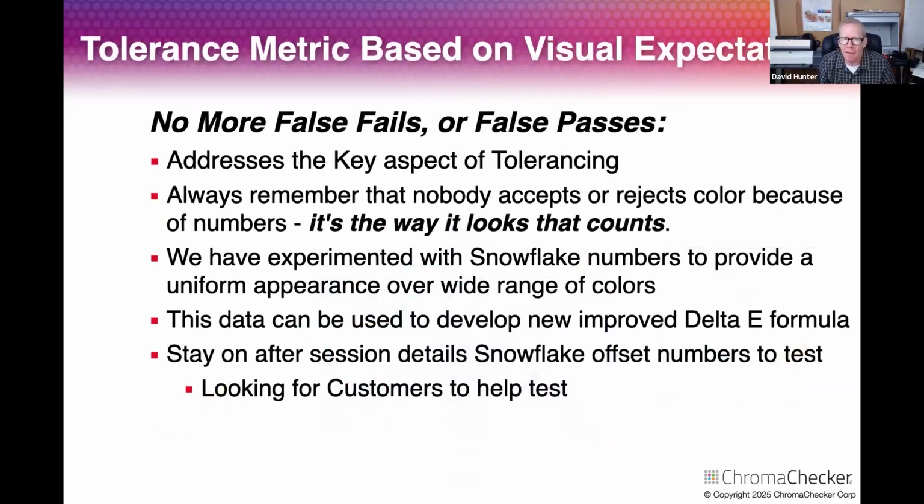So now we have an actual metric that gives you pass-fail based on visual expectations. No more false fails, no more false passes. And remember, nobody accepts or rejects color because of their numbers. It's the way it looks, and Snowflake addresses that.